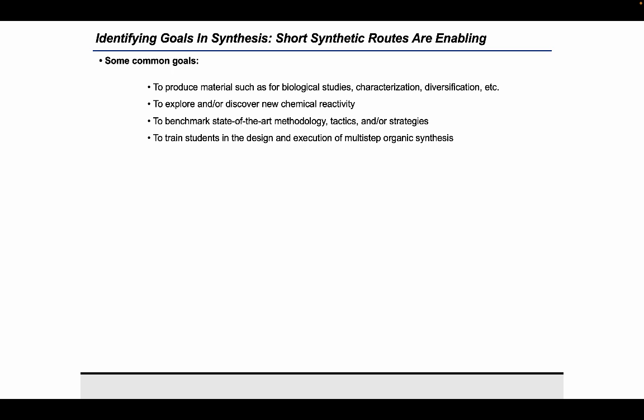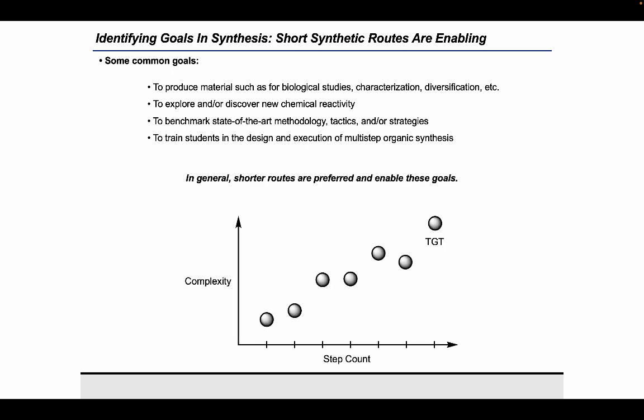It's always important to identify your goals in synthesis. Some common goals are to produce material for biological studies, characterization, diversification, etc., to explore and/or discover new chemical reactivity, to benchmark state-of-the-art methodology, tactics, and/or strategies, and to train students in the design and execution of multi-step organic synthesis. While your particular goals will inform which routes or intermediates are prioritized, in general, shorter routes are preferred and enable these goals. Stated another way, short routes maximize the slope in a graph of complexity versus step count.